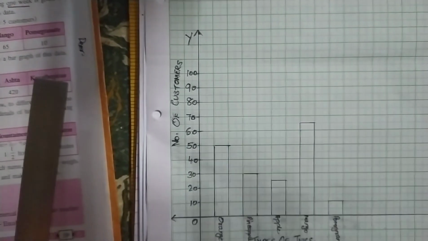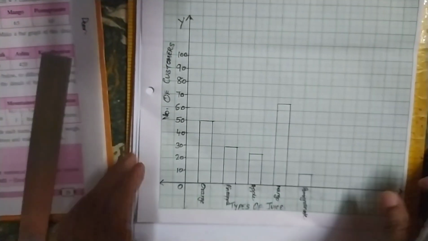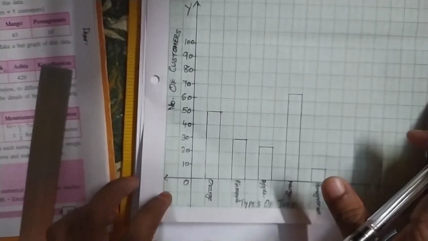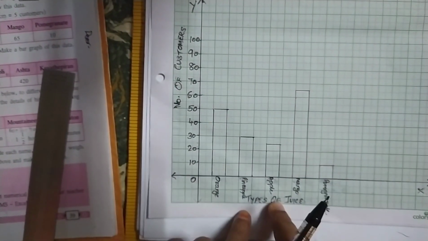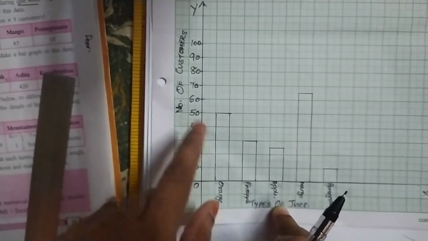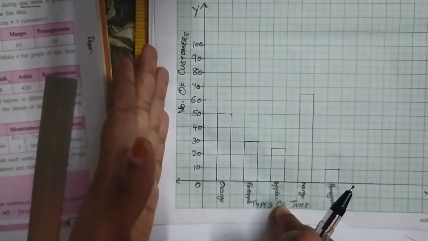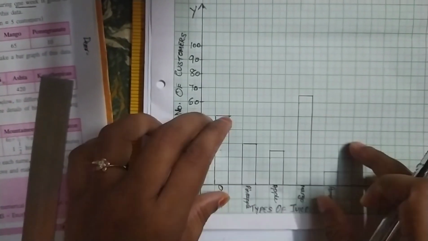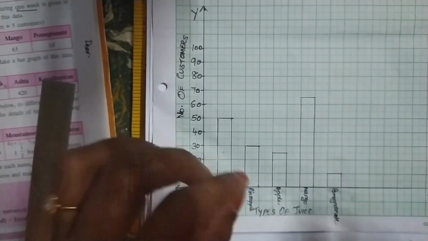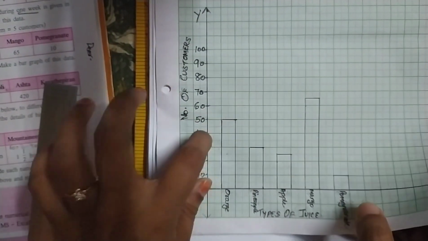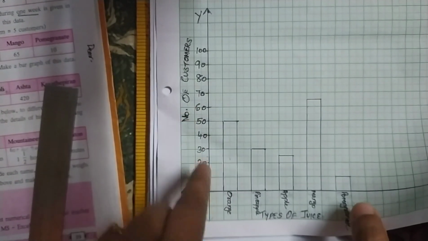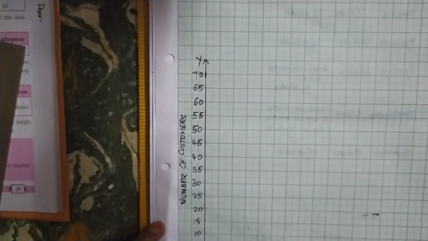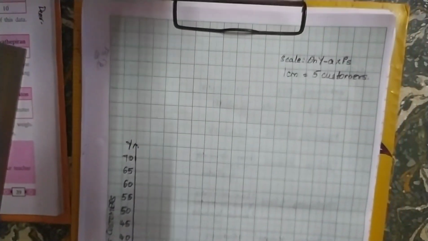So now this is the bar graph for this sum, which has the scale in the right hand corner, then the y-axis, x-axis, types of juice on the x-axis, and then the numbers on the y-axis, leaving space after each bar to make it clear and specific. So now in this question we have to again do it with a scale of 5 customers. Now let's see, with 5 customers, what will we do?